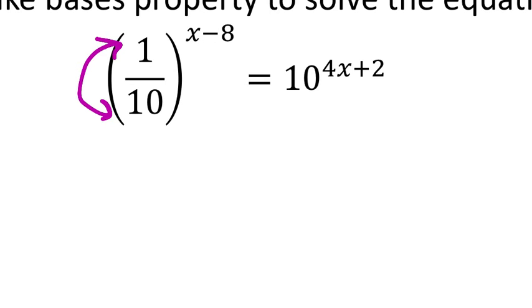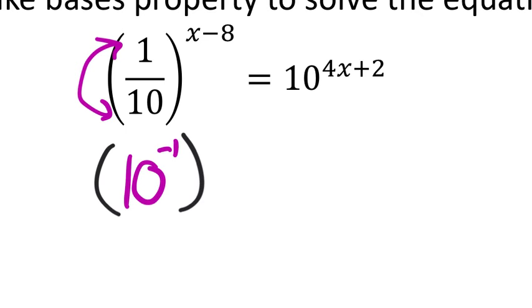If I do that, really what I've done is made that 10 to the power of, again, you could look at this like it's 10 to the power of -1. Again, that 1/10 and 10 to the power of -1 have exactly the same value. They're just shown differently. And then we've got the x minus 8, right?